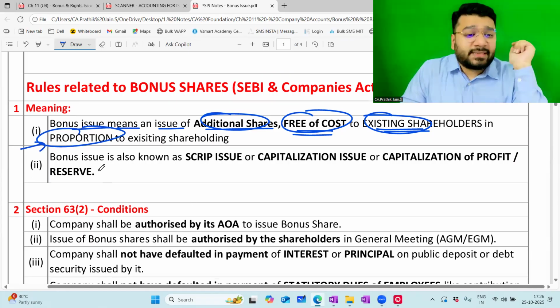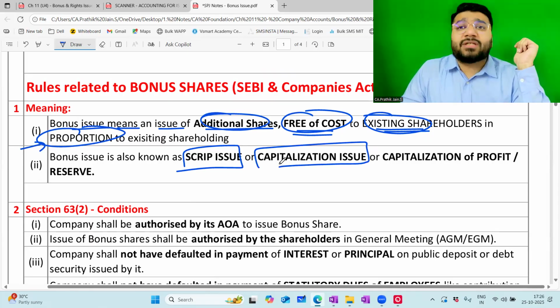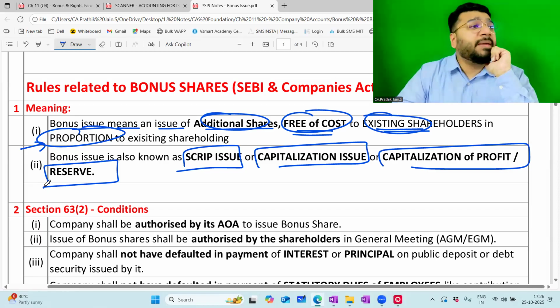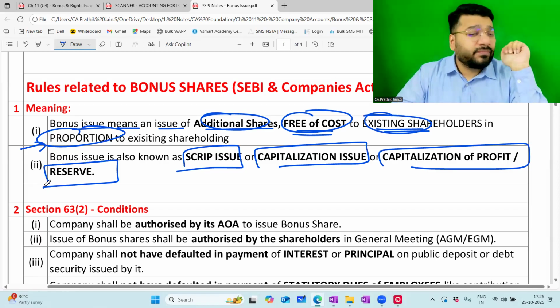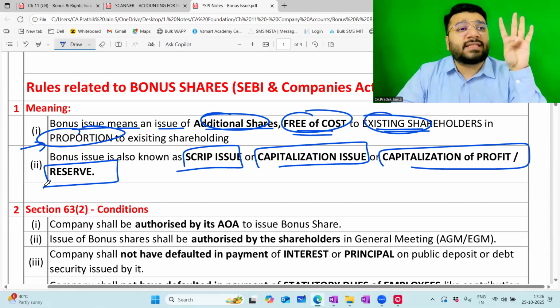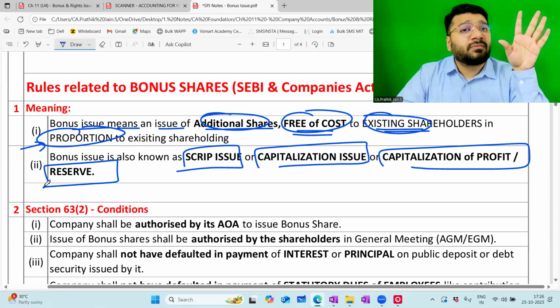Bonus issue is also known as scrip issue. Kamlesh, also known as scrip issue. Abhinav, you said capitalization issue, but you forgot scrip issue. Bonus issue is also known as capitalization of profit or capitalization of reserves. So how many names in total? Four names: scrip issue, capitalization issue, capitalization of profit, capitalization of reserves. These are the four names. Will you remember? 100% you have to remember if you want to pass.